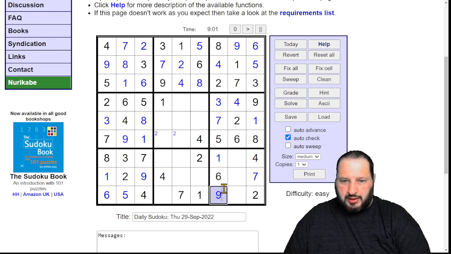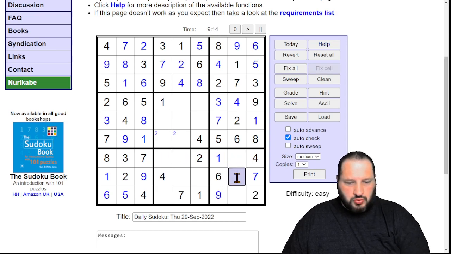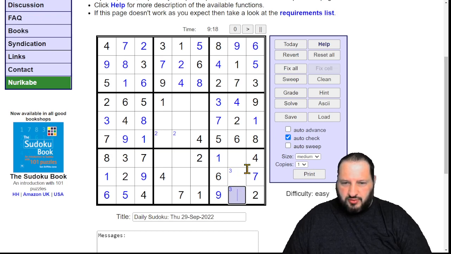We need a 9. Alright, so let's look in this one. What are we missing? We've got a 1, we've got a 2, we need a 3. Alright, now we've only got 1 3 across the top, so we're not sure which one of these 2 it's going to be. That's okay, we'll just mark it. So we've got a 3, we've got a 4, we need a 5. Okay, there's no 5 in this column.